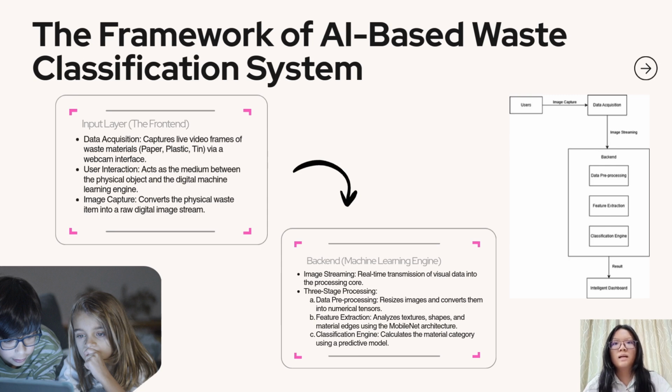The incoming data undergoes a three-stage processing pipeline. First, data preprocessing is applied to resize the image and convert it into numerical tensors suitable for the machine learning input. Next, the feature extraction stage uses the MobileNet architecture to analyze important visual characteristics such as texture, shape, and the material edge. Finally, the classification engine processes the extracted features and computes the most probable material category using a predictive model.